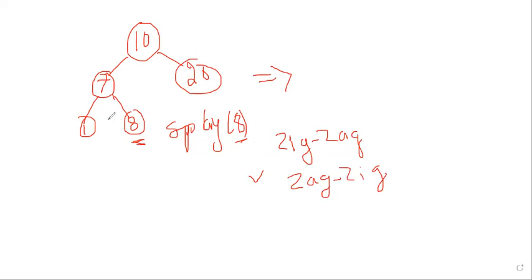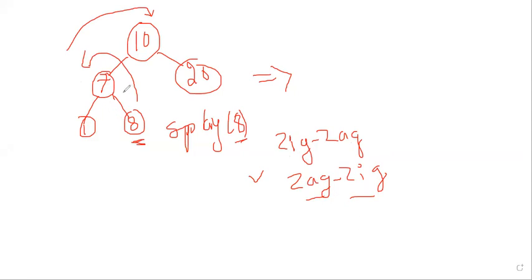Here you can see the first is zag, because it is a right side. This is the first rotation. After that you have to do the zig rotation. First is zag, followed by zig. So this is the zag-zig rotation, not a zig-zag rotation. Remember this.